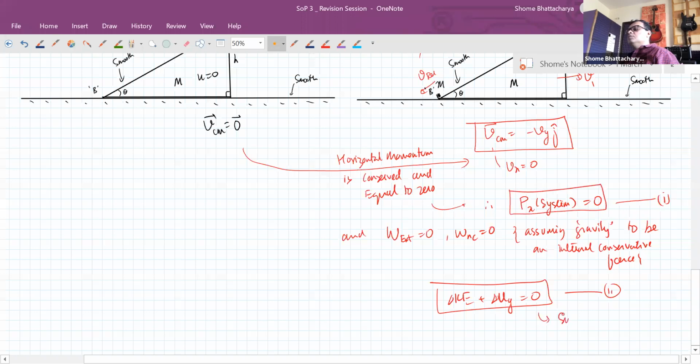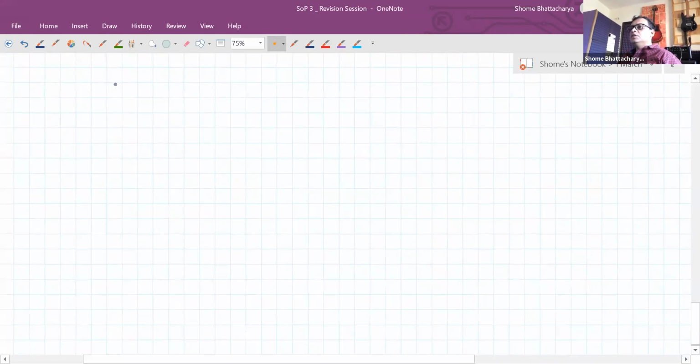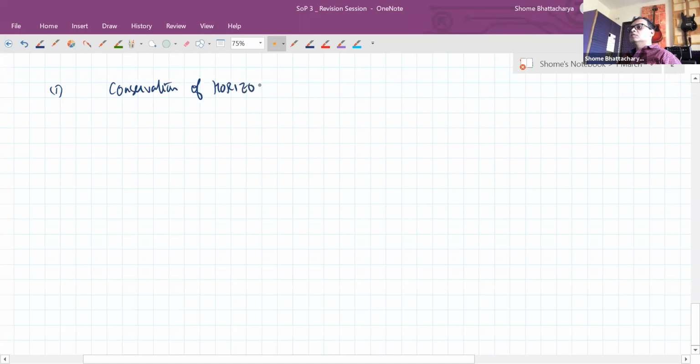But in this case, we are taking the system as the wedge plus particle plus gravity. Gravity is also part of our system. So the gravitational force is internal conservative. Okay. So we have an application of conservation of mechanical energy and conservation of linear momentum. So now let's see how we will execute this. So for the first one, conservation of linear momentum in the horizontal direction. So Px for our system should be zero.